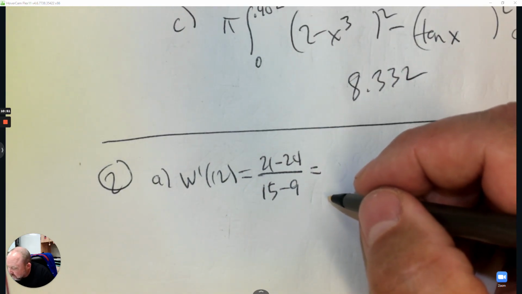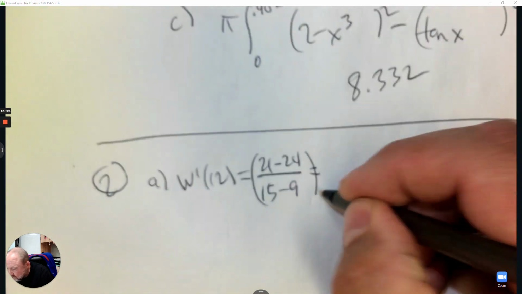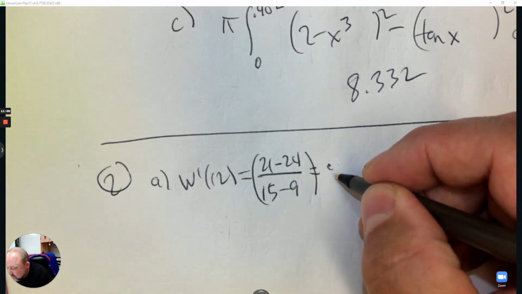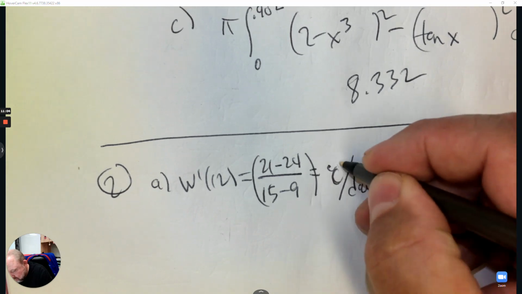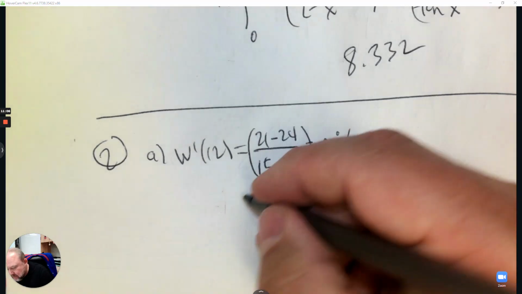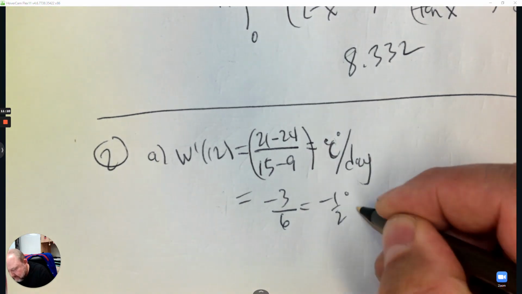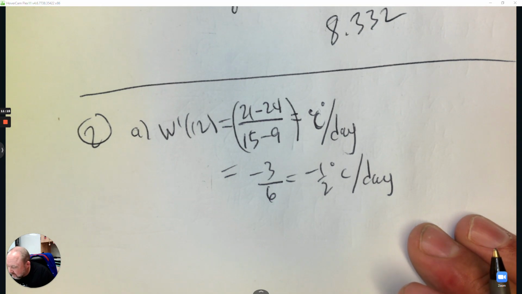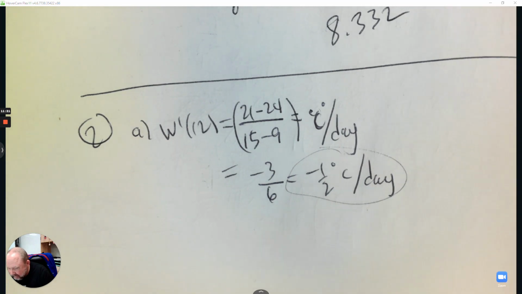And then it says make sure you know your units. So the units are temperature, like degrees Celsius per day. If I do reduce it, it's -3 over 6 or -1/2. I'll show the computation, we did that, and we have the unit in terms of degrees per day.